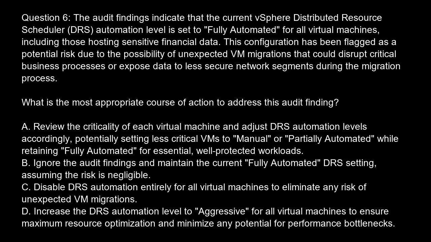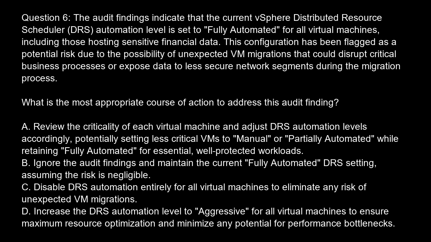Question 6. The audit findings indicate that the current vSphere Distributed Resource Scheduler (DRS) automation level is set to fully automated for all virtual machines, including those hosting sensitive financial data. This configuration has been flagged as a potential risk due to the possibility of unexpected VM migrations that could disrupt critical business processes or expose data to less secure network segments during the migration process. What is the most appropriate course of action to address this audit finding?